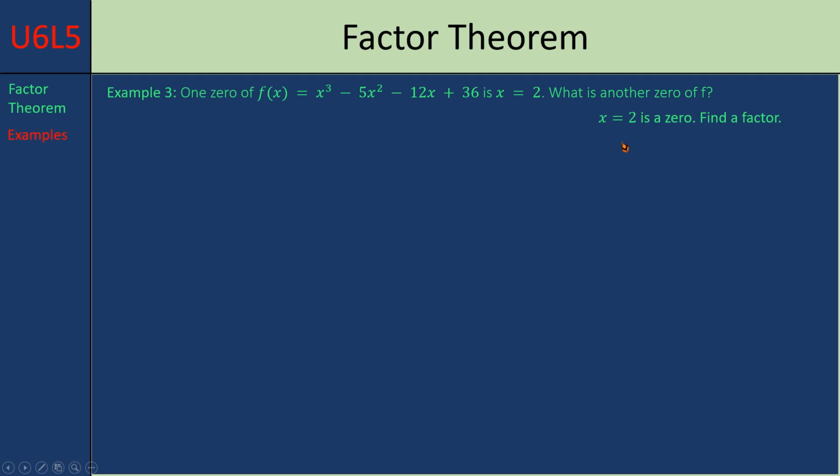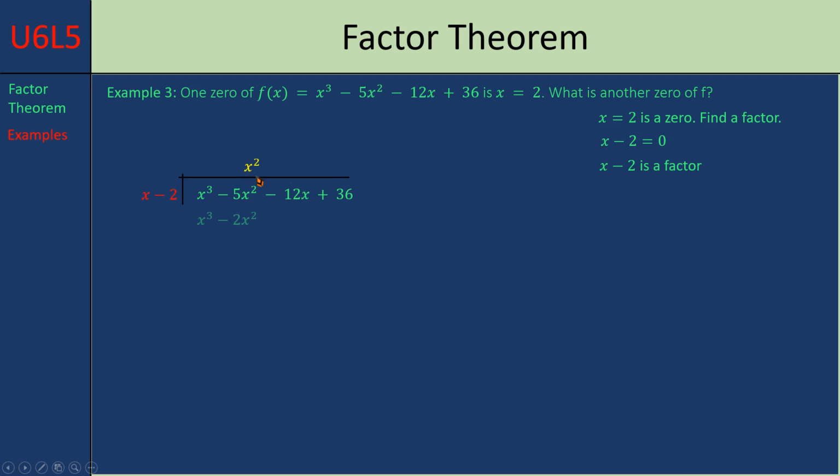So subtract 2 from both sides. I get x minus 2 is equal to 0. If it's equal to 0, it is a factor. So x minus 2 is a factor. Okay, once you have the factor, take that, divide, right? Divided by x minus 2.